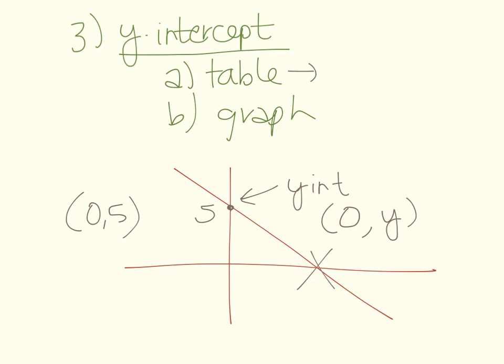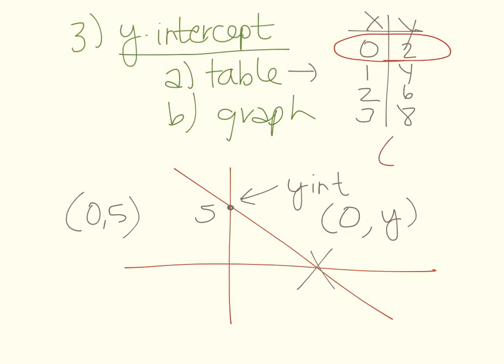From a table, it's when x equals 0, right? So if I have 0, 1, 2, 3, and I have 2, 4, 6, 8, my y-intercept is this point right here, (0, 2). Okay? Now, it might not always be that easy. I might not give you directly when x is 0. You have to figure it out by looking at the different patterns, okay?